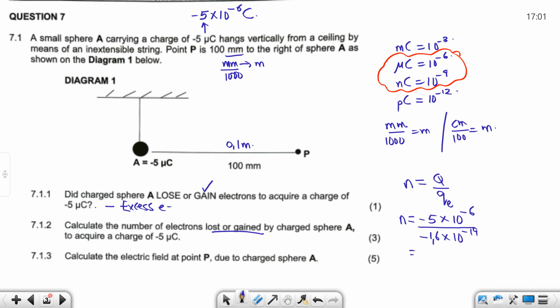You are going to get a positive answer. And that positive also tells you it gains. All right, your answer is a positive. That positive tells you it gains. If your answer was negative, we will be dealing with something lost. Quickly, everybody. All right, whatever answer you get there, just going to run because there's a lot of slides. 3,125 times 10 to the power 13 electrons. And because it's positive, it shows that we are talking about gain.